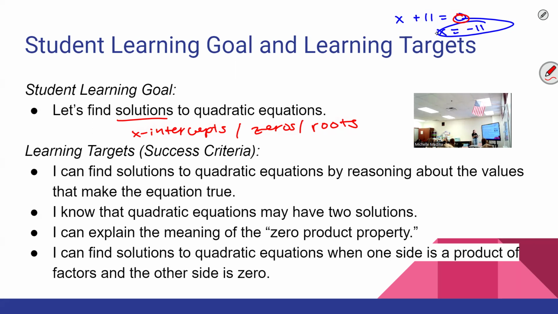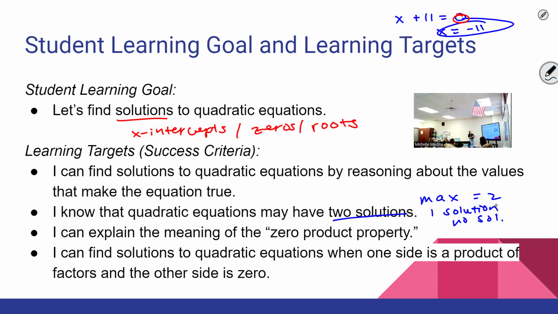Know that quadratic equations may have 2 solutions. Could they have 1 solution? Could they have no solution? So the max solution they could have is 2. They could have no solution. So it's either 2 solutions, 1 solution, or no solution. We've not seen a no solution algebraically yet.